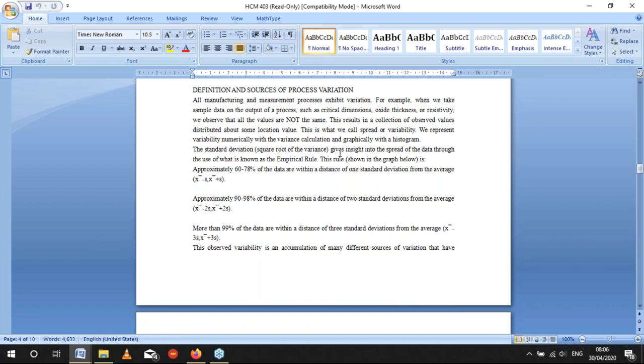Number two, quality improvement strategy poses no risk to participants. You cannot find any risk in any of the participants when it comes to quality improvement strategy. But in research, participants are faced with risk. Quality improvement strategy poses no risk to participants, while research could pose risk to participants.